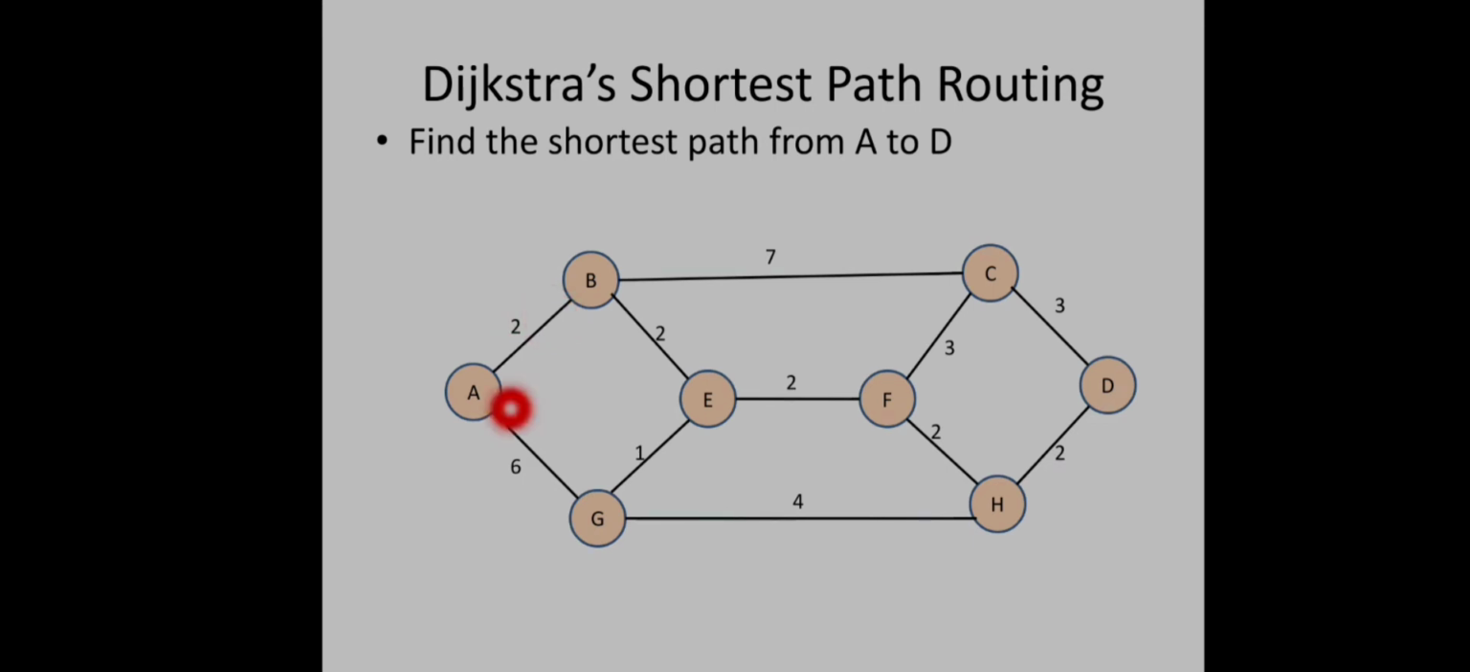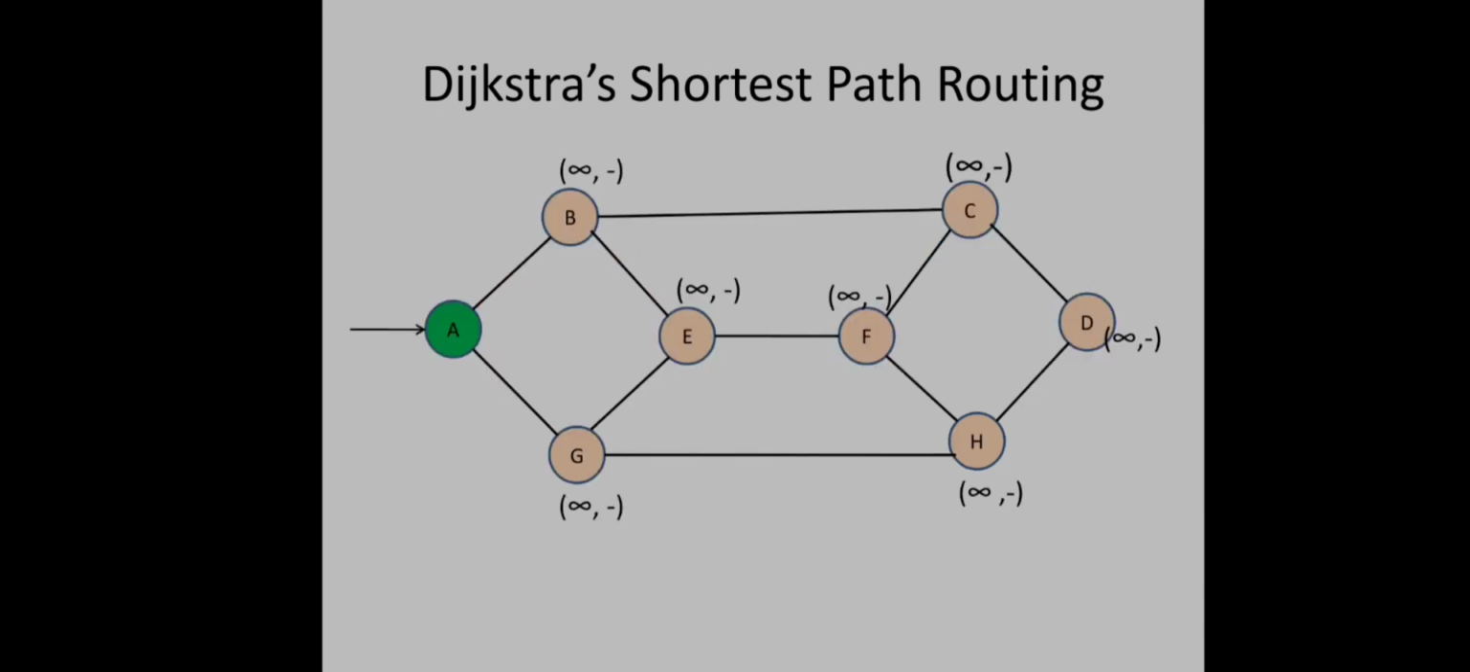Now the task is to find the shortest path from A to D. A is the source node and D is the destination node. So let us start from the source node A. The first task is to label every router with a distance along the best known path. Initially we don't know the distance, so we will mark every router with the value infinity. We can see here every node is marked with infinity as the distance from the source node A. The green color indicates that a node is permanent. So we make the source node permanent, and this arrow indicates the current working node.